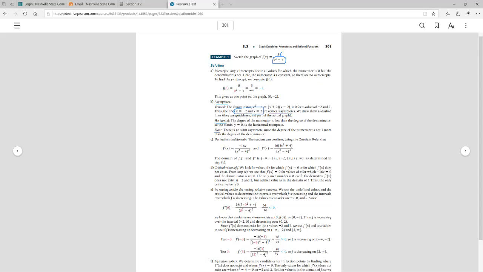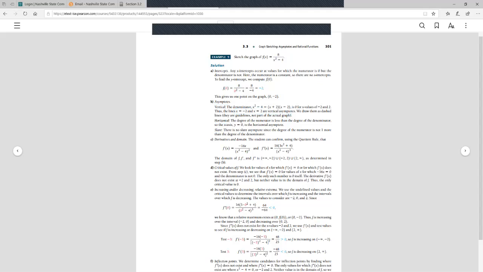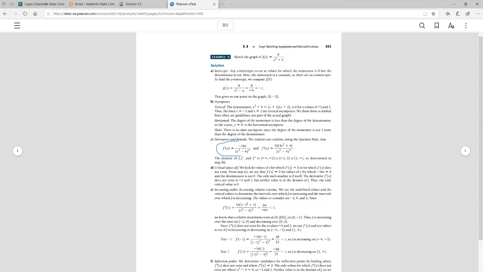And we could investigate slant asymptotes. This says there is no slant asymptote since the degree of the numerator is less than 1 more than the degree of the denominator. In other words, there's a gap of 2 between 0 and 2. So there is no slant asymptote there. Notice that the first derivative is given here. And then they went ahead and took the second derivative using the quotient rule.